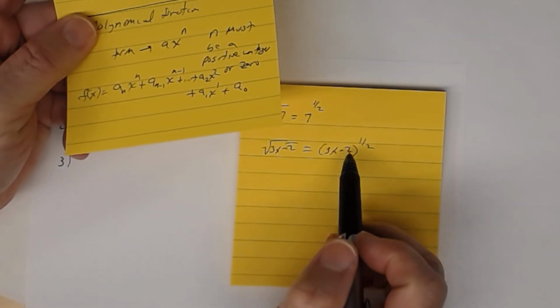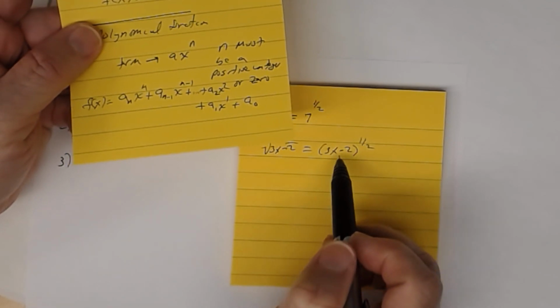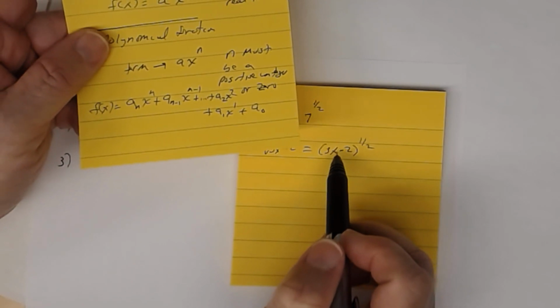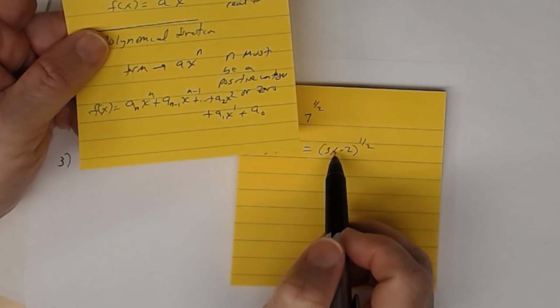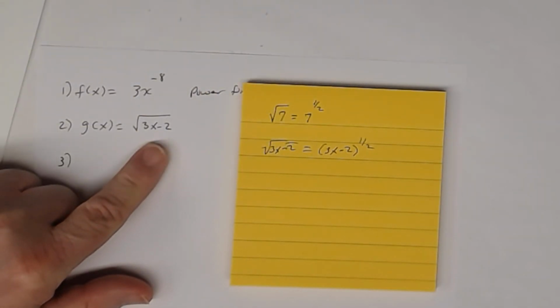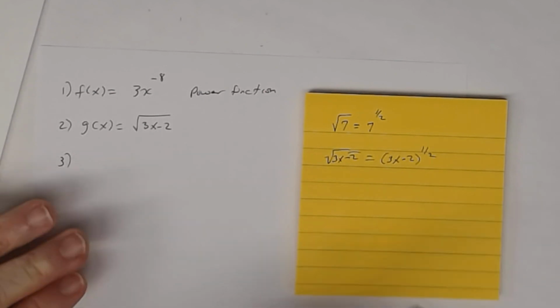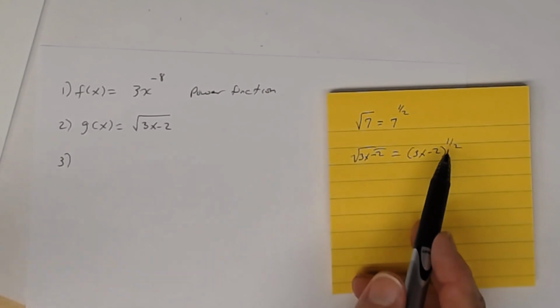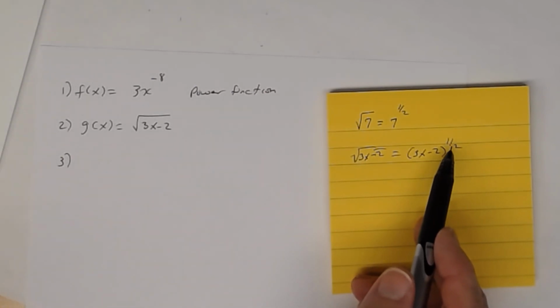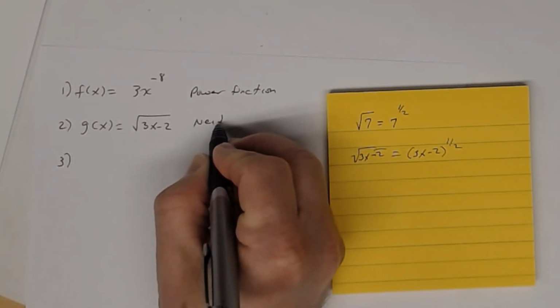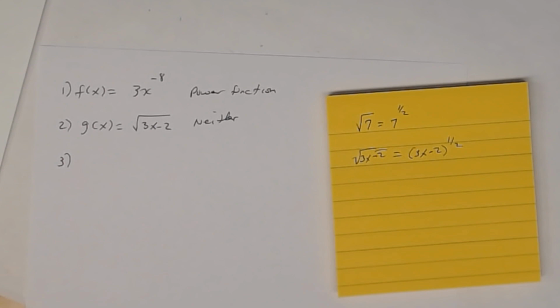But the problem is this: your base has to be x only. Notice your base is 3x minus 2, so your base is not just x. So that is not a power function. And it's not a polynomial for the same reason. First of all, you notice that 1/2 is not an integer. So we're going to say neither here. This is neither a power function nor a polynomial.